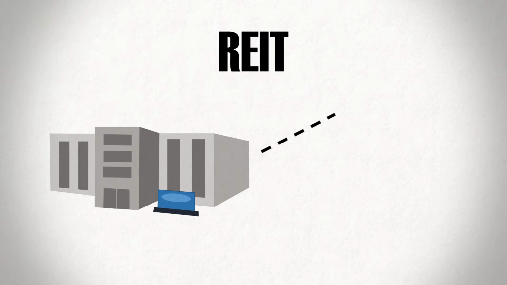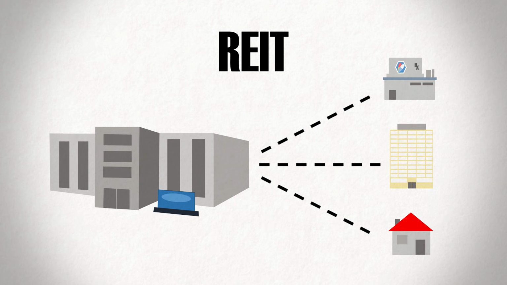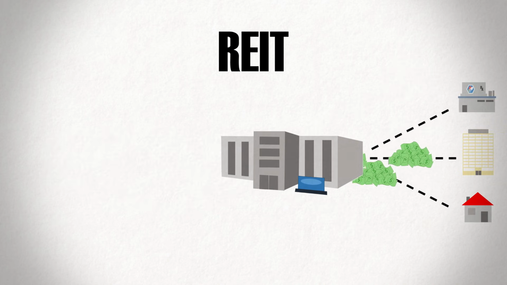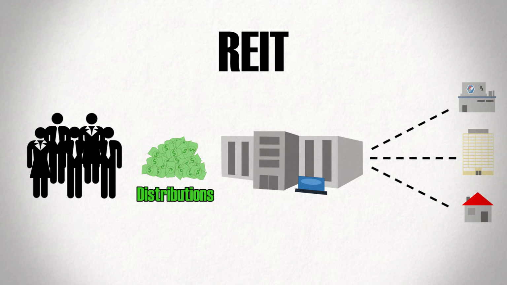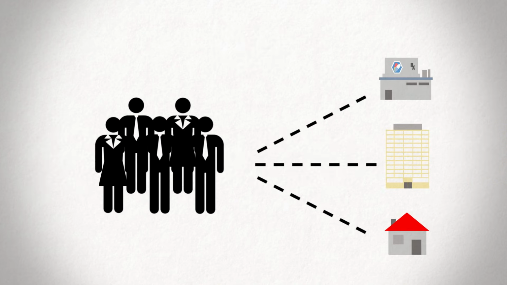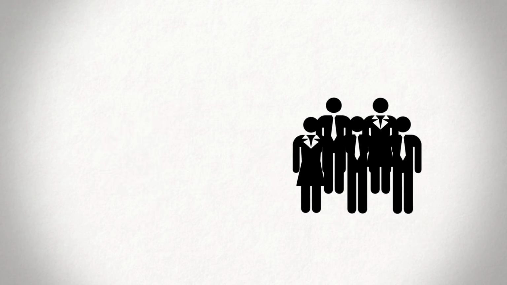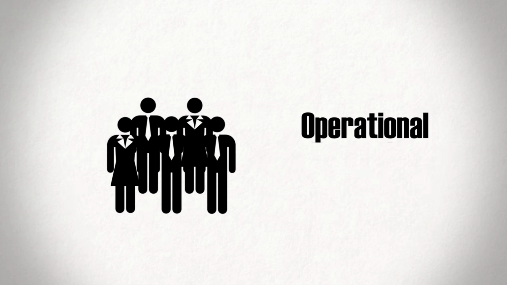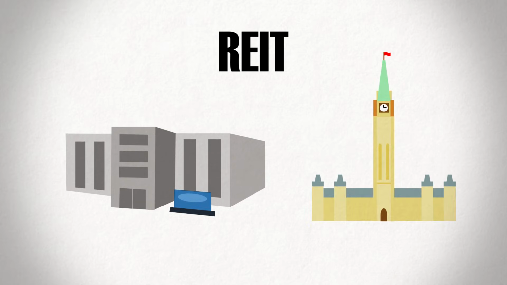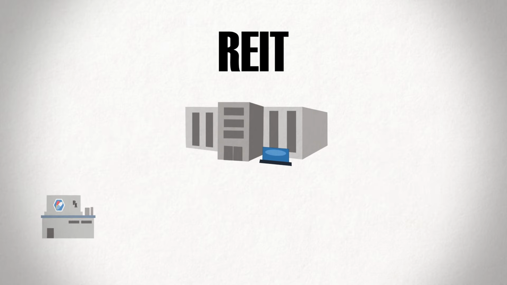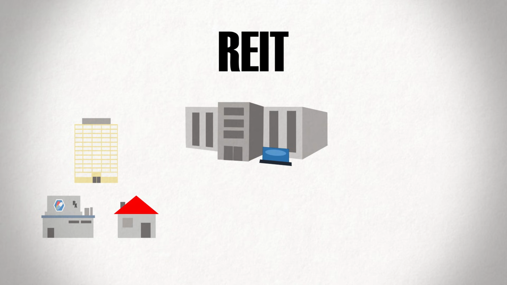REITs are companies that own and operate a portfolio of properties. They collect rent and lease payments from their properties and then pay a high portion of it to shareholders via distributions. This allows investors to gain exposure to real estate without investing significant sums of money or requiring any operational expertise. REITs additionally face favorable taxes and allow investors to have a small stake in a number of buildings as opposed to a large stake in one.